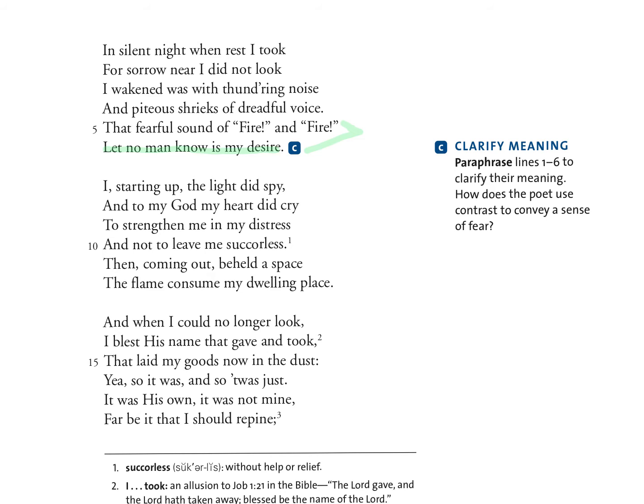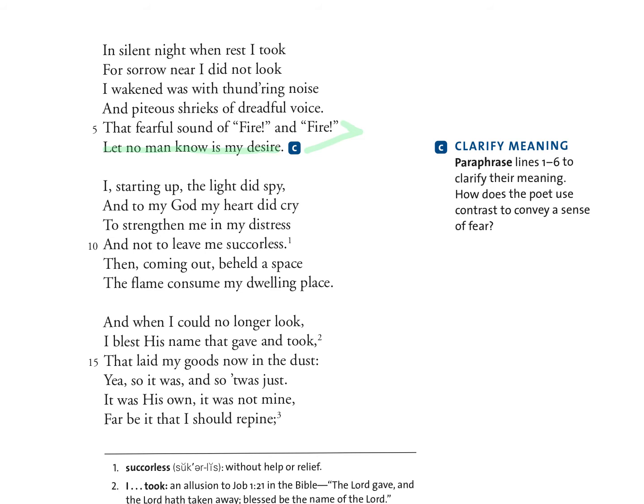She started up, and the light did spy, and to my God did hear, and to my God my heart did cry, to strengthen me in my distress, and not to leave me without help. Then coming out of the house, I beheld a space. The flame consumed my dwelling place. And when I could no longer look at my house burning, I blessed God's name, because it's his job to give and take. He laid my goods now in the dust, and so 'twas just. That's sort of her version of it is what it is, and I just have to accept it.